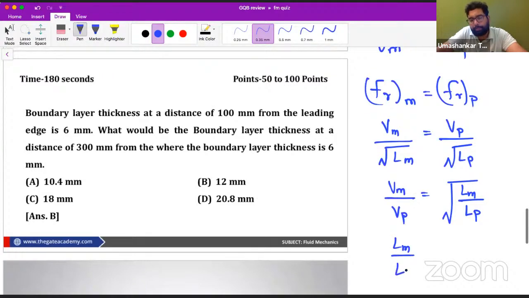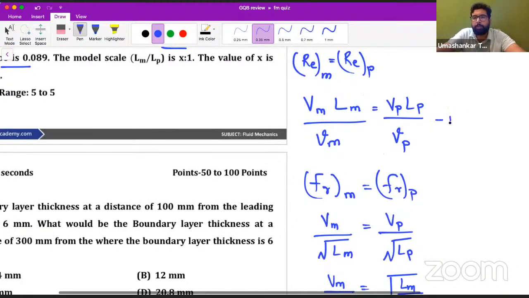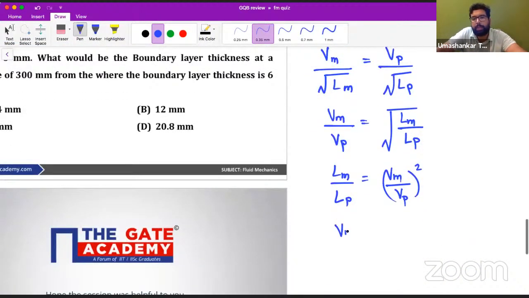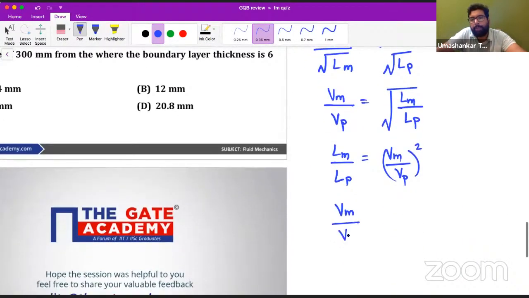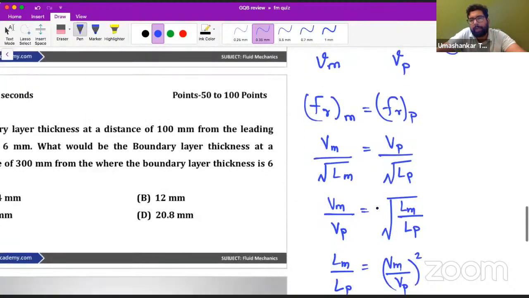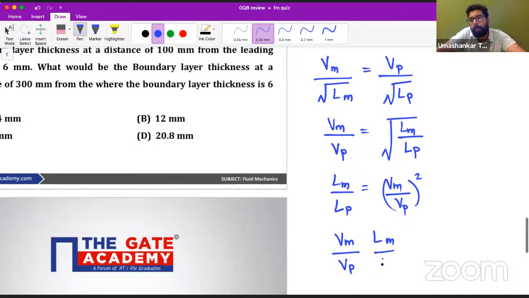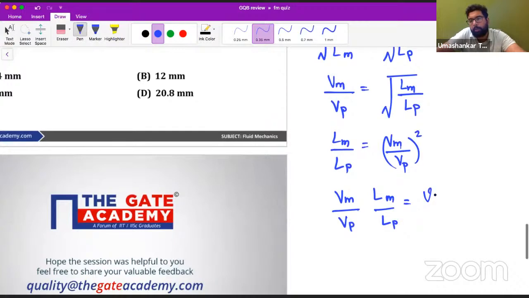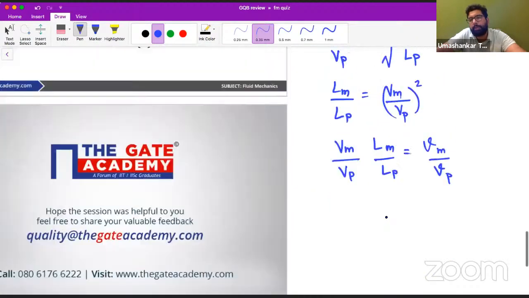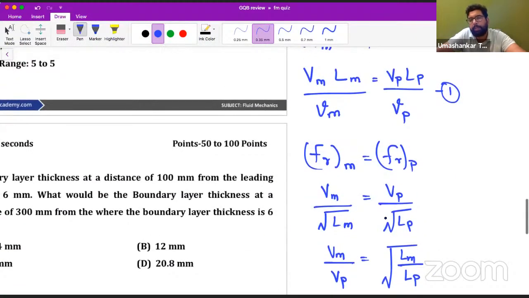So from here we can also write Lm by Lp as Vm by Vp whole squared. This way also we can write. Now moving to equation number one, this is Vm upon Vp. Now we can write it like this: Lm upon Lp into Vm upon Vp. Can we write this way or not? Please answer me.